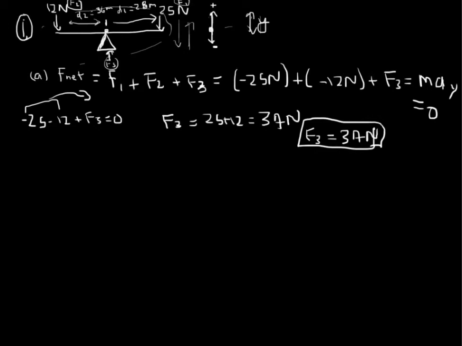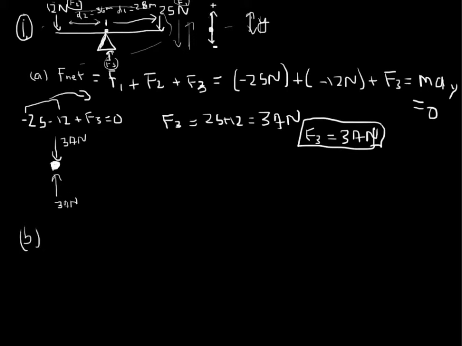So if you imagine this whole thing as a very tiny little box or just a ball, there's a force of 12 newtons plus 25 pushing down, so 37 newtons, and we found that there's a force from the fulcrum pushing up at 37 newtons. And this holds because the object isn't going up and down.